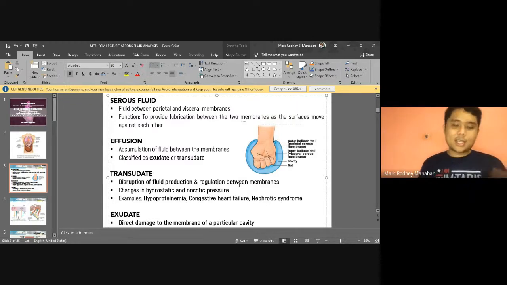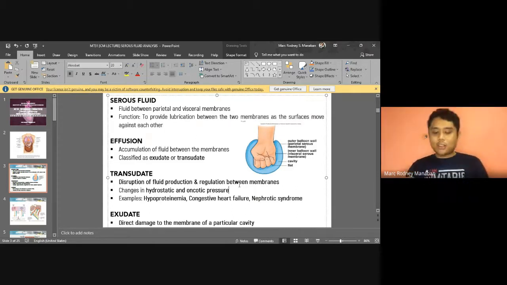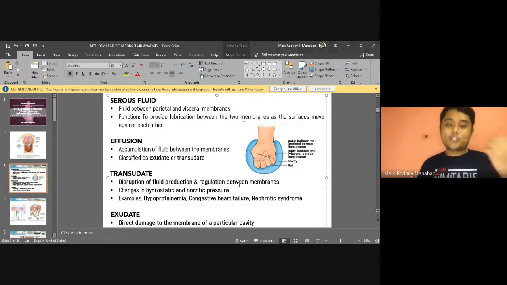Okay, so we will discuss that later. So there's a problem with the pressure. In terms of diseases, usually these are systemic disorders, no? Such as hypoproteinemia, all right? Congestive heart failure, and nephrotic syndrome. There's a problem in regulation of fluid, regulation of the solutes. So the pressure is affected, and what happens is the fluid leaks from the capillaries into the cavity. And it causes an effusion, and that is known as a transudate.